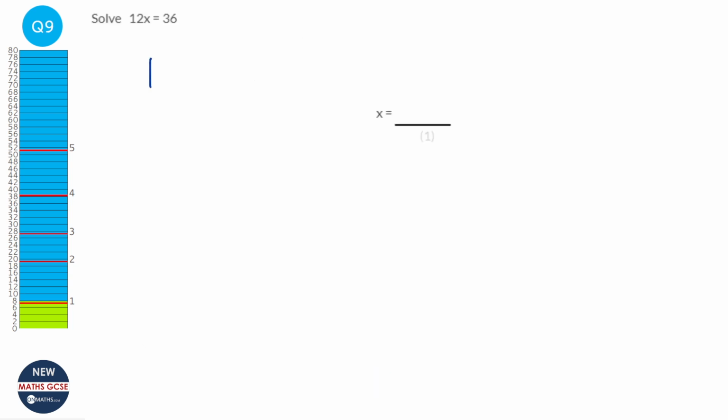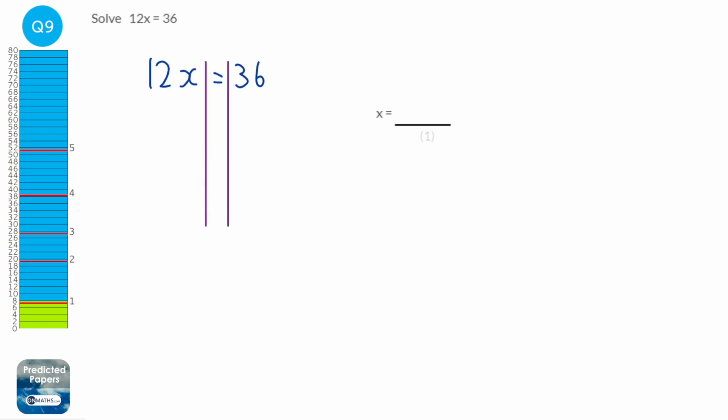I'm going to start just by copying out the question. Now when we're asked to solve, it means we need to find x. Okay, and I'm going to start by putting in my solving lines, which are just lines to the left and right of the equal sign. And what we need to do is get x on its own on the left hand side. Well, what's stopping x from being on its own? We've got this 12 here. Well, what's that 12 doing to the x? Well, it's timesing it by 12.